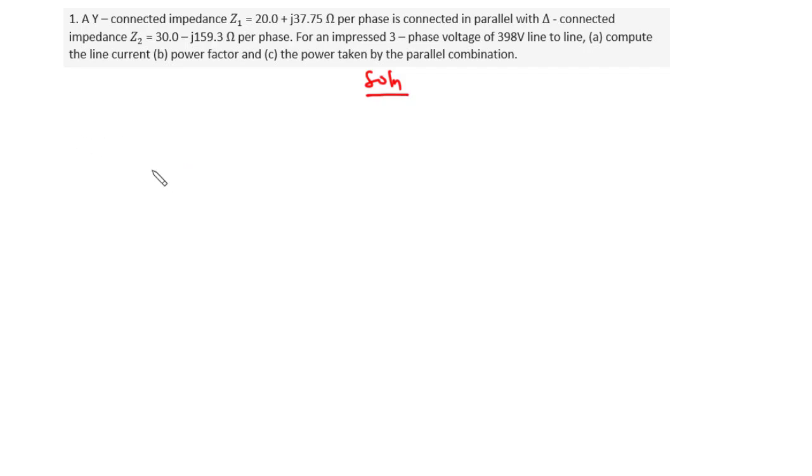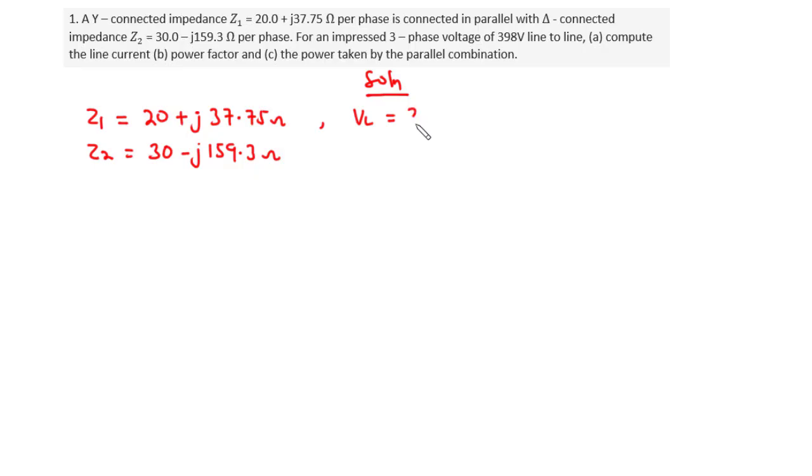From the question, we are given a star connected impedance, that is Z1 equals 20 plus j37.75 ohms per phase, and that is connected in parallel with Z2, a delta connected impedance, which is 30 minus j159.3 ohms per phase. And then we have the line to line voltage, or line voltage, VL equals 398 volts. So for A, we are asked to find the line current.